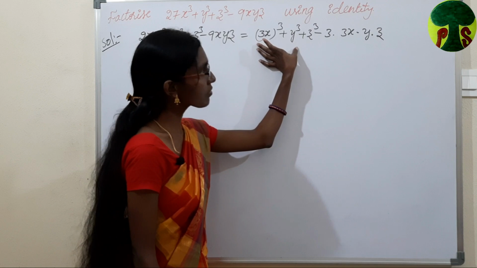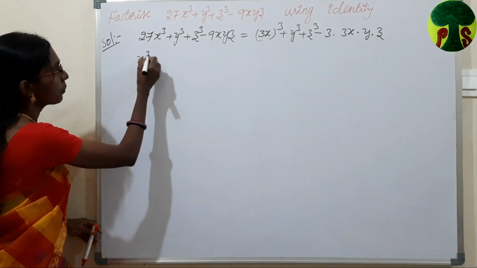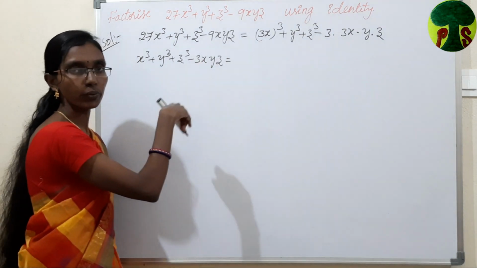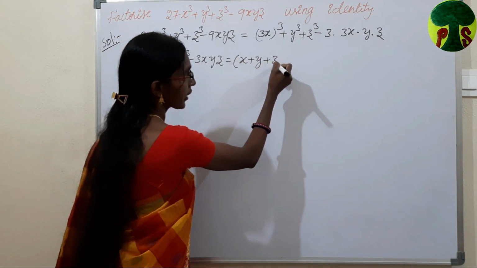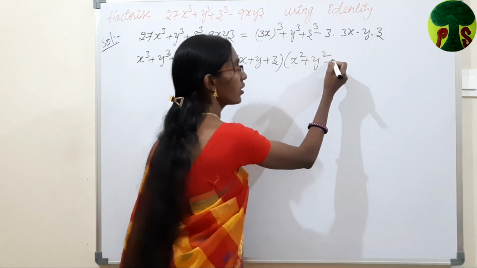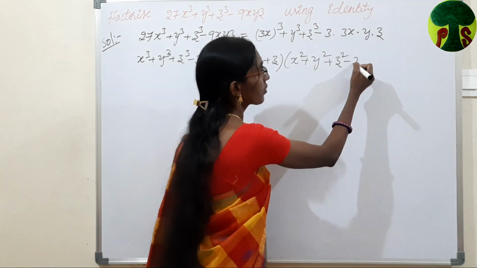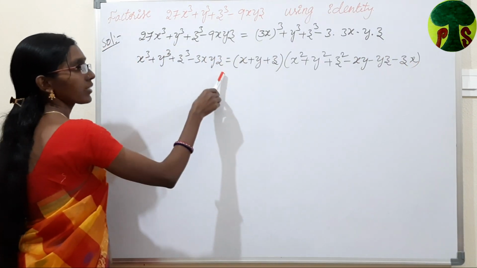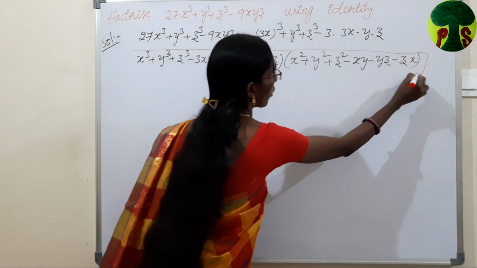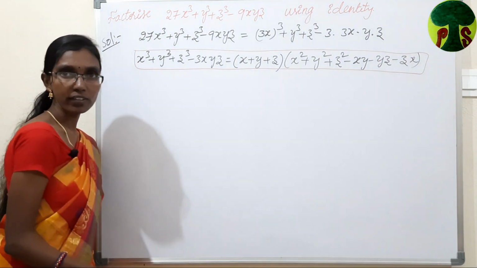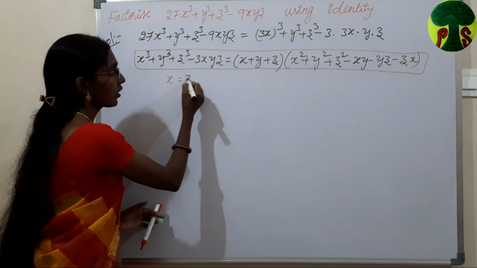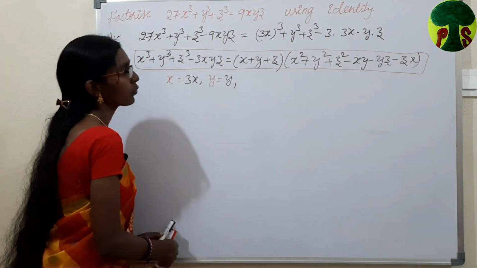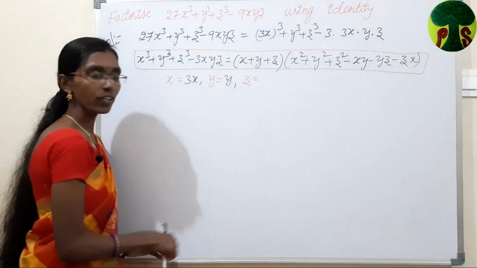Now we have to compare this with the identity, that is x³ + y³ + z³ − 3xyz = (x + y + z)(x² + y² + z² − xy − yz − zx). We have to compare this with this identity. From this we have to get the value of x, the value of y and also the value of z. The value of x is 3x, the value of y is y only, and the value of z is z only.